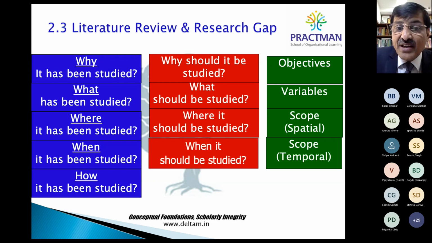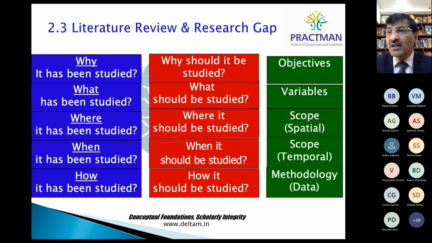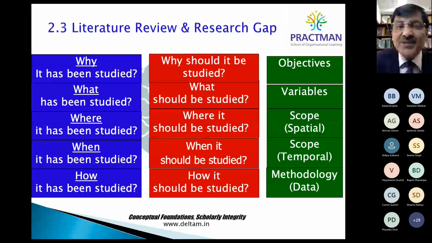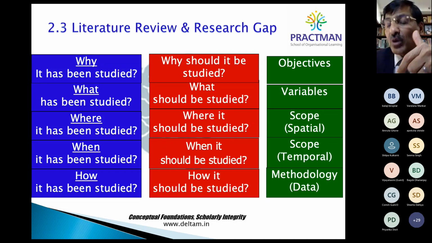When it has been studied, that will help me in answering the question, when it has not been studied, when should I study it? Temporal scope of the study. Not necessary that every research will address both. And finally, how a particular research paper studied that particular phenomena and how do I propose to study it? That will give me insights about the methodology. So when you probe these 5 questions, why, what, where, when, how, to various literature which you have studied, then you will get answers to the question of objectives, variable, spatial and temporal scope and methodology.